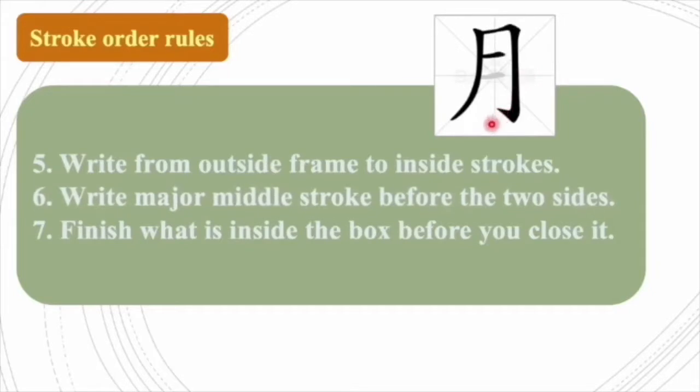Next one, you need to write the major middle stroke before the 2 sides, like the character here, which means small, is 小. You need to write the middle stroke first, and then the 2 sides.